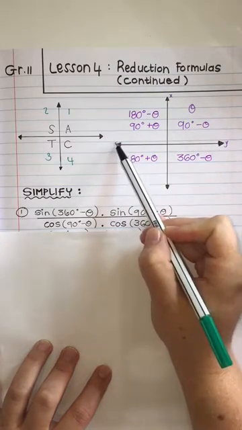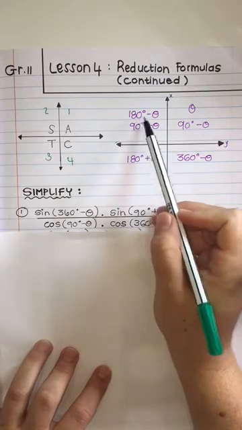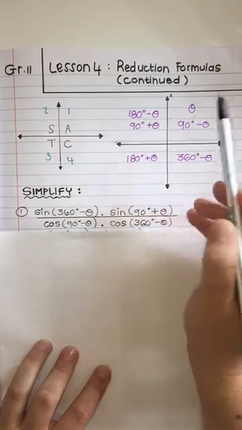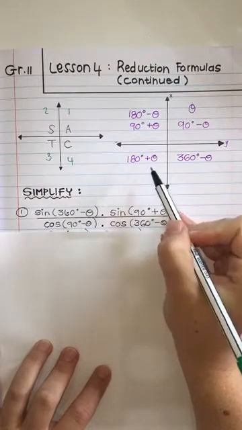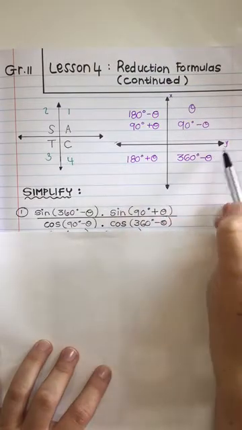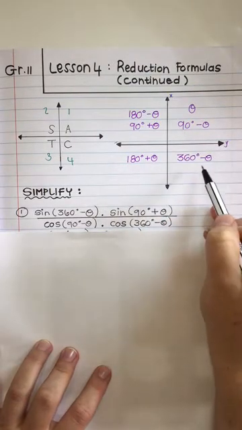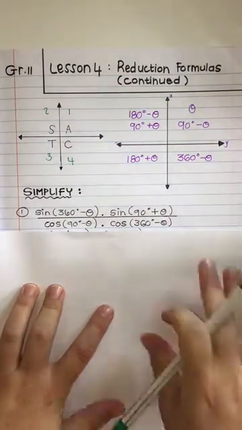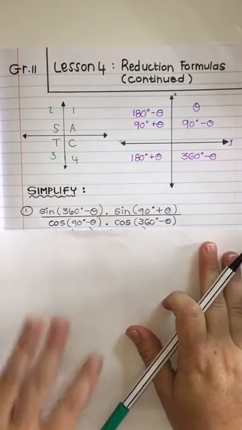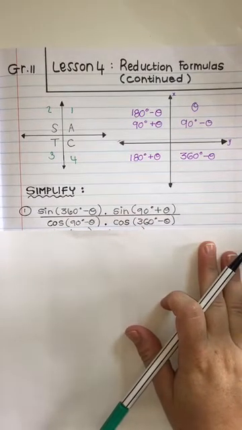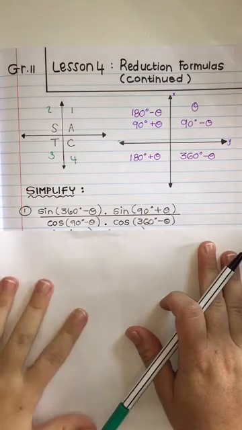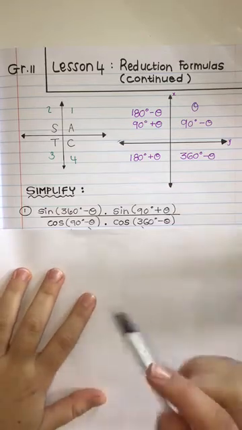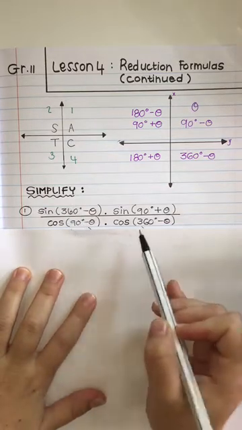This is the 180 degree line. So 180 degrees minus anything will fall here. Plus anything will fall into this quadrant. And this is the 360 line. So it's also a little bit common sense. Okay. So I'm going to explain to you how we are going to apply the reduction formulas and how you could be asked to do it. So this is one way of asking it, which is to simplify the following.